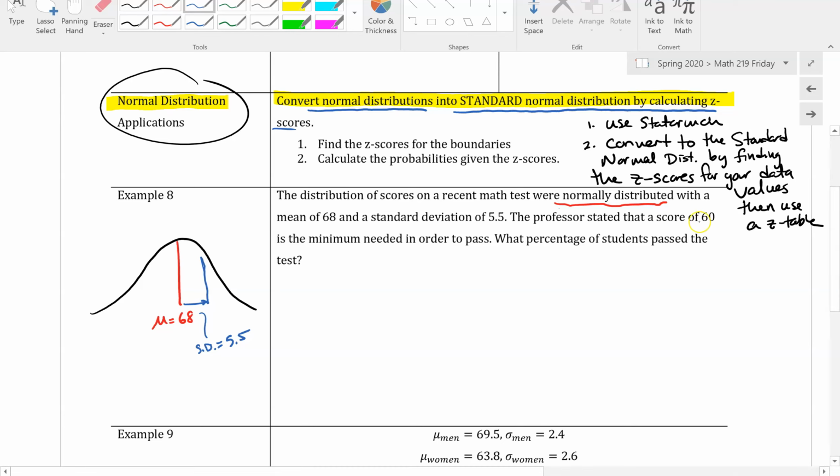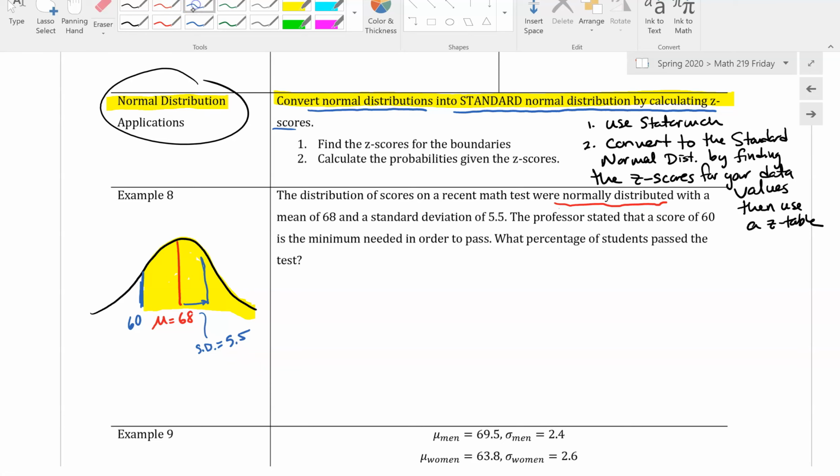The professor stated that a score of 60 is the minimum needed to pass. So if there's a score of 68, 60 would be something to the left of that. There's our score of 60. And in order to pass the class, you have to get a minimum of 60, meaning you need to be 60 or above. You need to be in this yellow shaded region. Anybody that scores here to the right of 60 is going to pass that test.